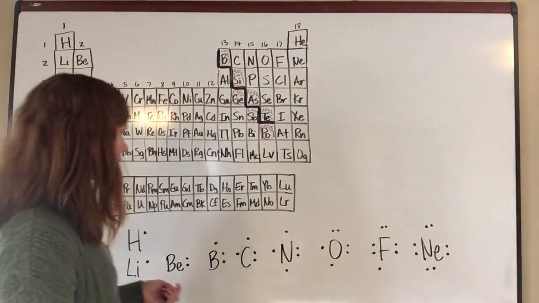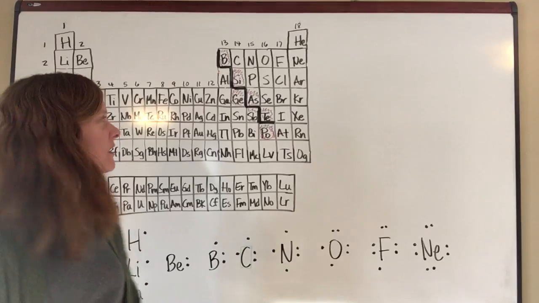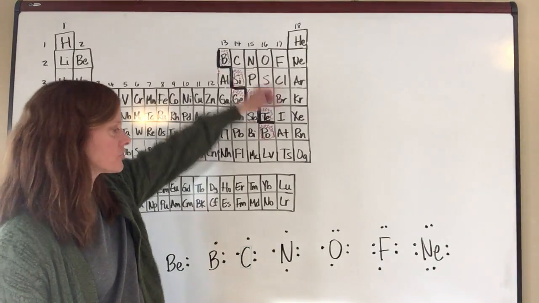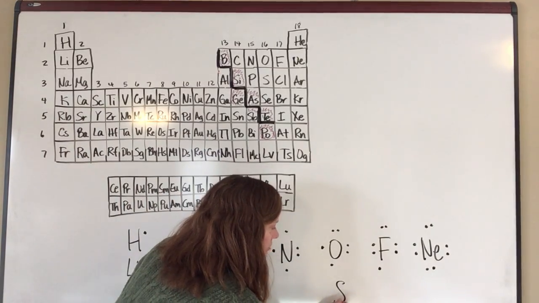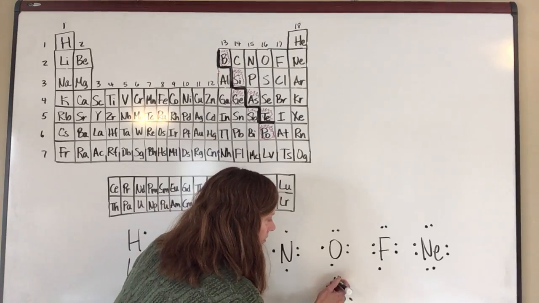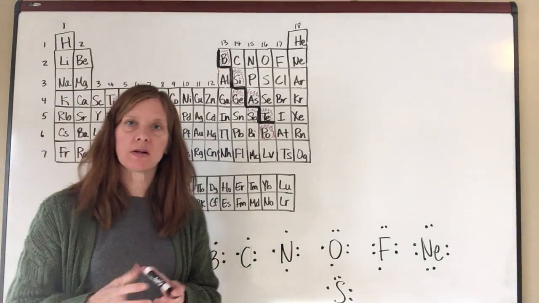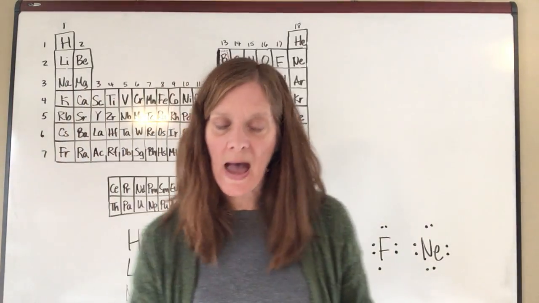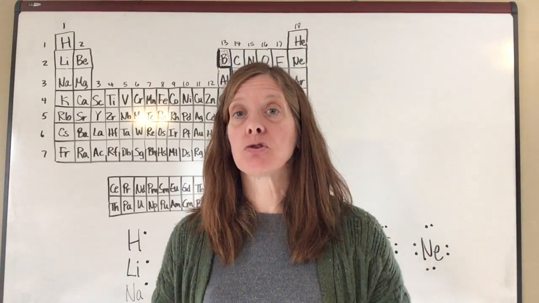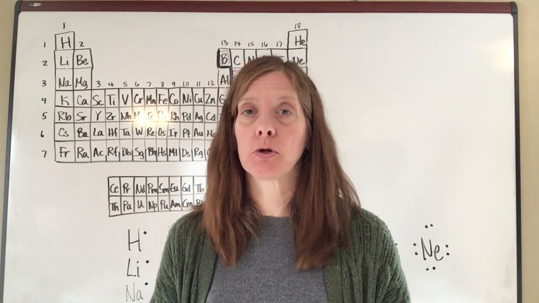Now, the important thing to understand is that once you can do this for the first row, you can do it for anything in that column. So if I had sulfur, for example, sulfur's right under oxygen. It has 6. So sulfur is going to look exactly the same. 1, 2, 3, 4, 5, 6. Okay? So that is electron dot structures, and the reason I'm teaching you that is because that is going to help us understand how atoms start to bond to each other, which is the basis for how all chemical reactions happen.